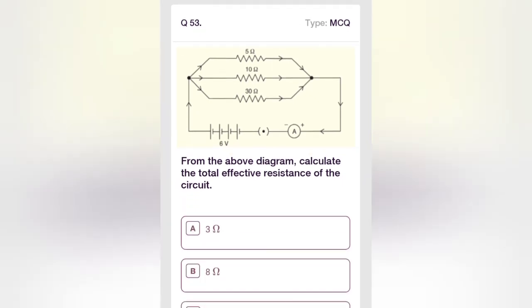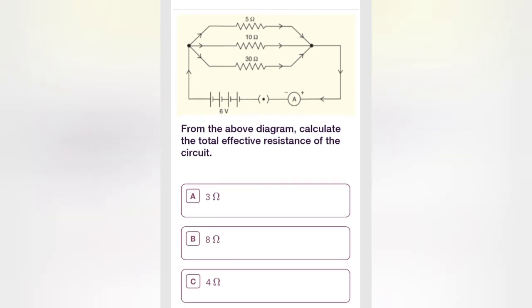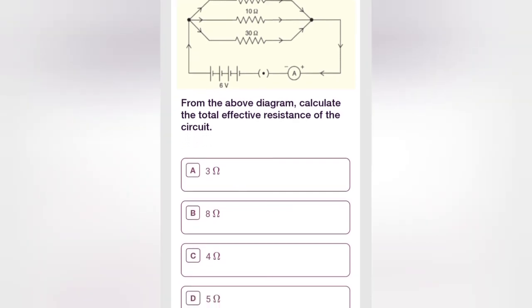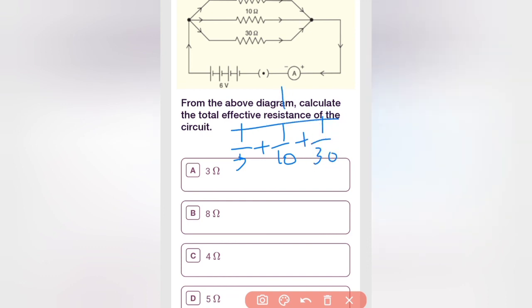From the above diagram, calculate the total effective resistance of the circuit. Total effective resistance means 1 by R1 plus 1 by R2 plus 1 by R3. Here it is given 1 by 5 plus 1 by 10 plus 1 by 30. So R equivalent is equal to 1 divided by (1 by R1 plus 1 by R2 plus 1 by R3). When you take the LCM here, it is 1 divided by (6 plus 3 plus 1) by 30, which is 30 divided by 10, so 3 ohm is the correct answer.